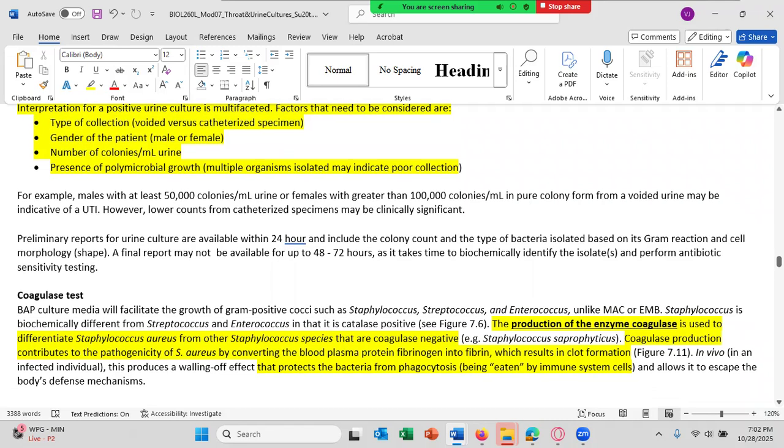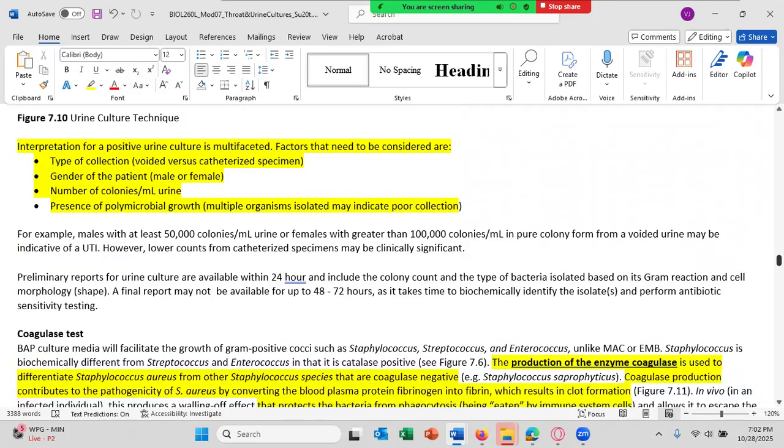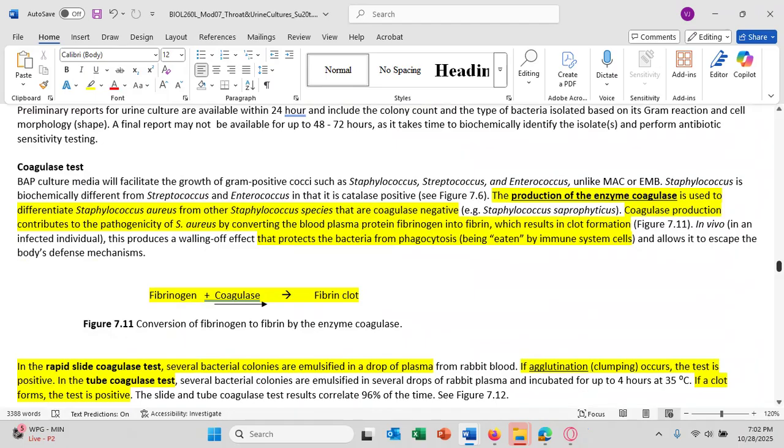All right, once you get your bacteria up and growing, you then need to run some tests on it. The first test we're going to talk about is the coagulase test. Coagulase is looking for the production of the enzyme coagulase, which is used to differentiate Staphylococcus aureus from other members of the Staphylococcus family. The other members of the Staphylococcus family are all coagulase negative.